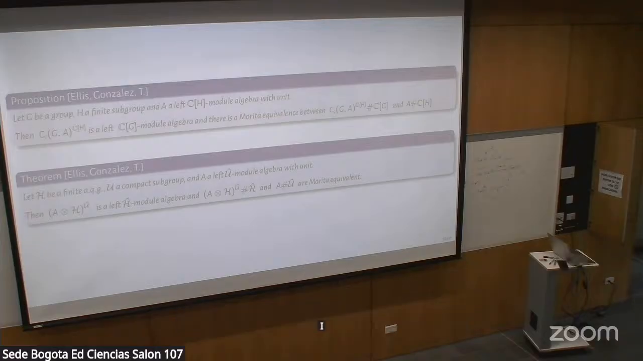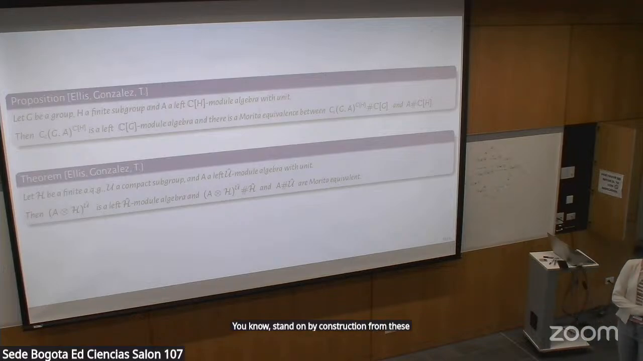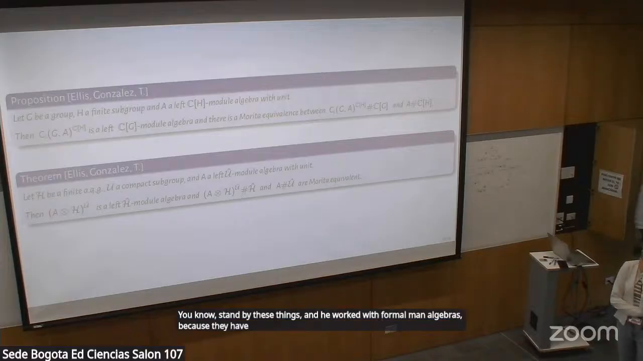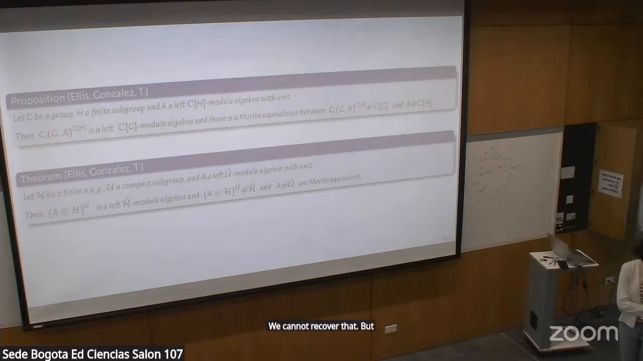I don't think so. Stephen Biles has a construction for these things, and he worked with von Neumann algebras because they have this condition that the double commutant recovers the original, and he uses that, and we cannot recover that in this case. So I don't know if it's the same, it's just complete.